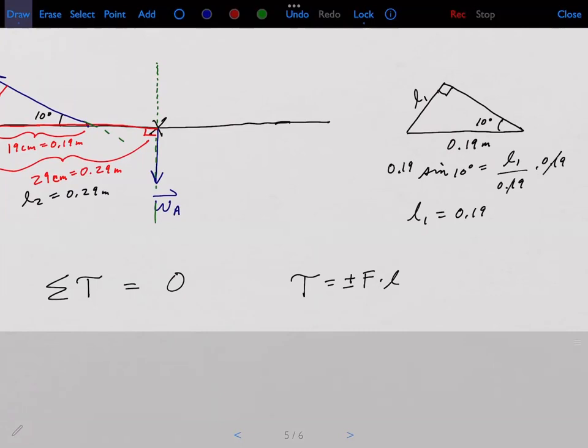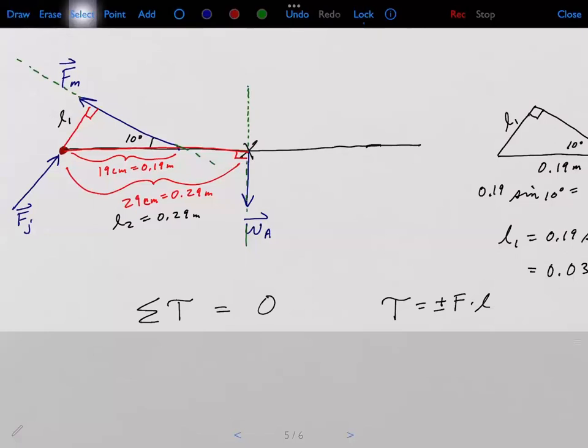Right, those cancel. So it's 0.19 times sine of 10 degrees. If you work that out, this is going to be about 0.033 meters, right? So a pretty small distance, because the muscle is really pulling at a very small angle. So that's going to be a small distance there.